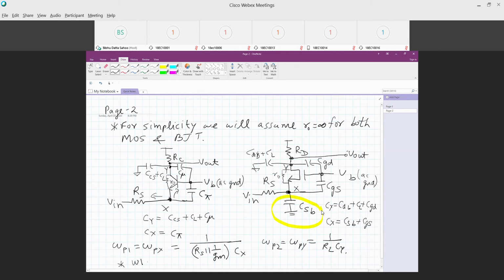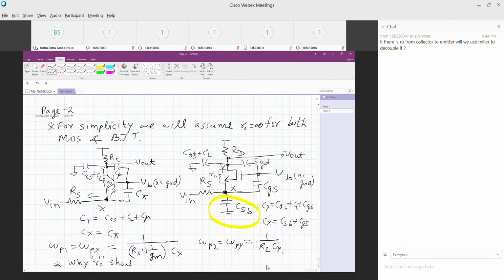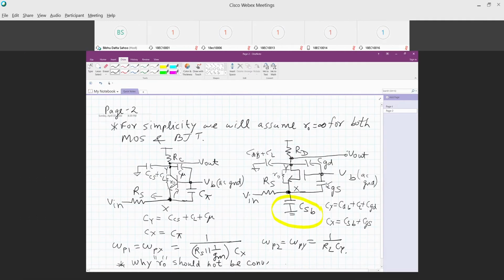Why RO should not be converted using Miller effect. Okay, this is what I am expecting you to answer.